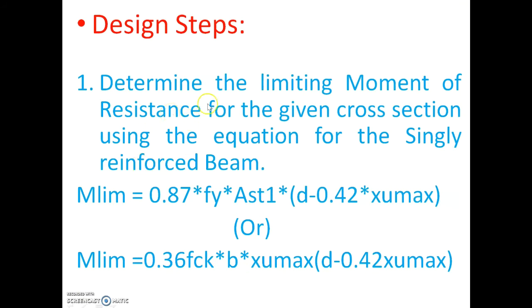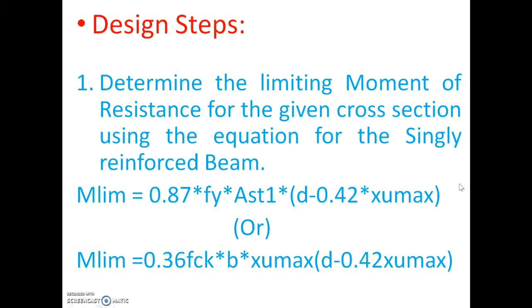Design steps. First of all, we have to find out the limiting moment of resistance for the given cross section. As we already saw in the singly reinforced beam, for different grades of steel we will get different limiting moment of resistance values. For Fe415 grade steel, the Mu limiting value is 0.138 fck bd square, for Fe500 it is 0.133 fck bd square, and for Fe250 it is 0.148 fck bd square. By substituting the values, we will get the limiting moment of resistance value.